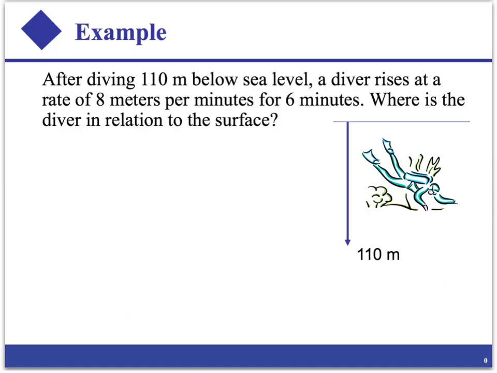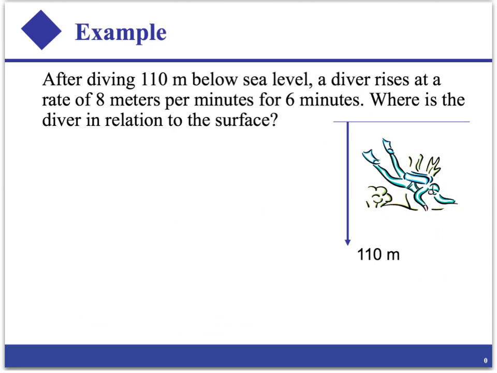Alright, another word problem. And this time we have a drawing, so that helps. After diving 110 meters below sea level, a diver rises at a rate of 8 meters per minute for 6 minutes. Where is the diver in relation to the surface? So we want to know if he's still under the water after 6 minutes or if he's surfaced and can take his mask off. Remember, they have to be careful when they're surfacing because of the bubbles. If you go too fast, you get, I think it's called, the bends.